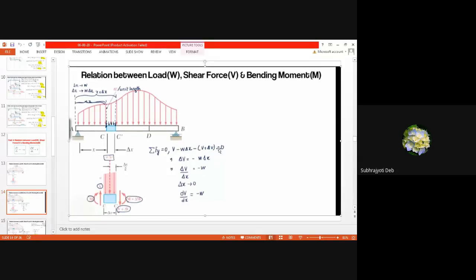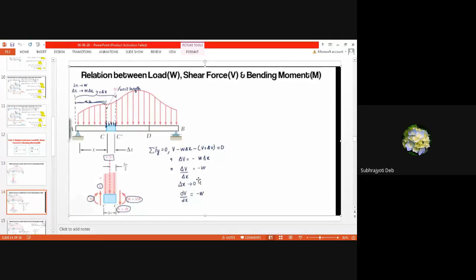Now if you simplify this, V and V will cancel out, so delta V will be equal to minus W delta X. You can do it in your exercise book, you will find this. Then delta V upon delta X will be minus W from this line. Next step is this.